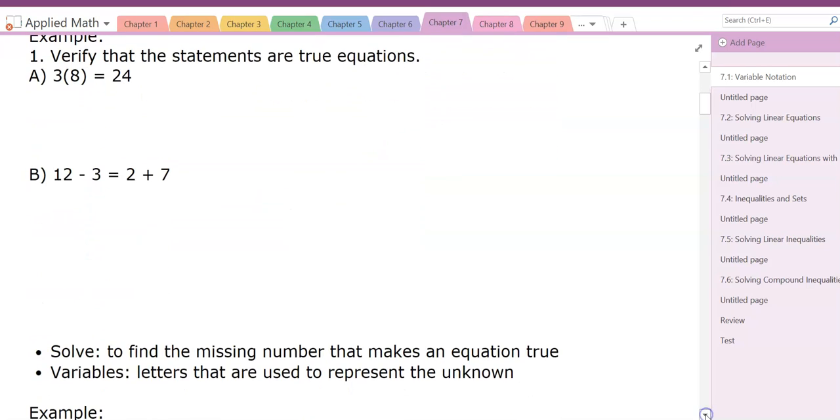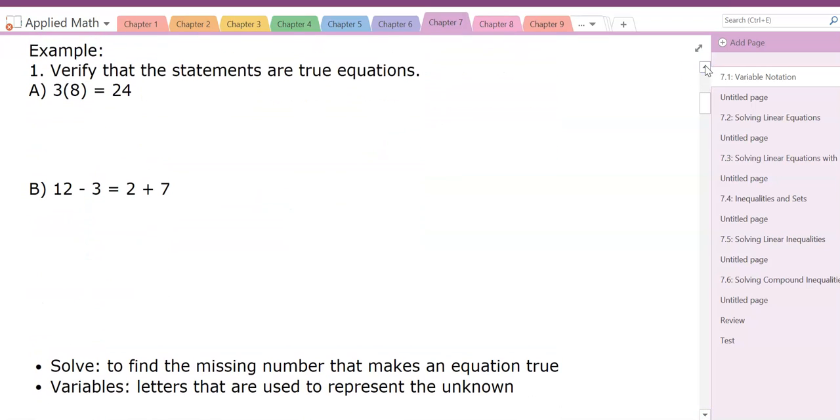So we're going to start by just verifying that these statements are true equations. All I mean is to show that the left side and the right side equal each other. For this first one, you've got 3 times 8 equals 24. Well, 3 times 8, if we actually did that, we would get 24. And so this is a true statement because 24 is going to equal itself. For the second one, we have to just evaluate both sides. So 12 minus 3 is going to be 9, and 2 plus 7 is also going to be 9. So again, we see that it's the same thing on both sides.